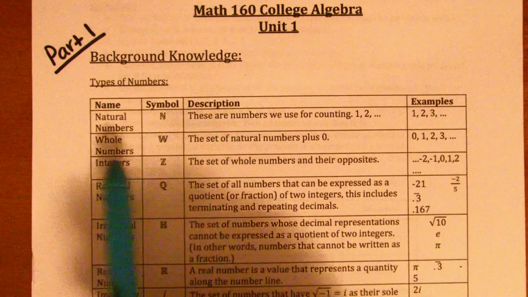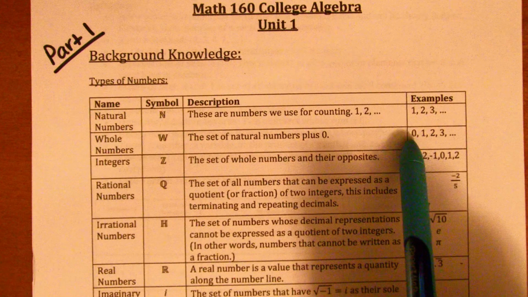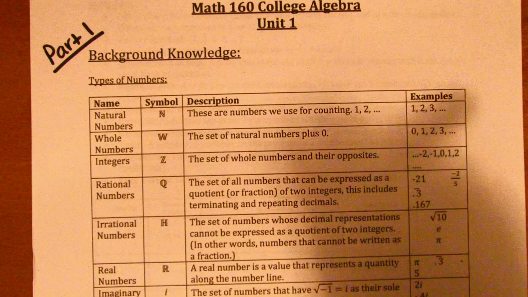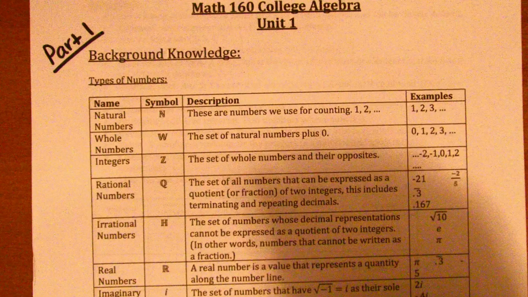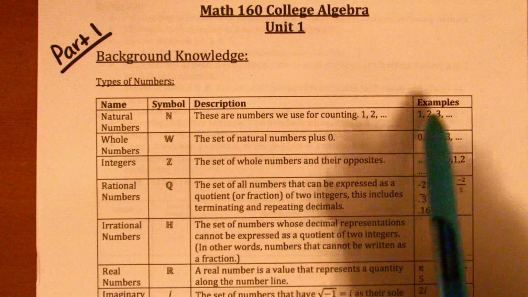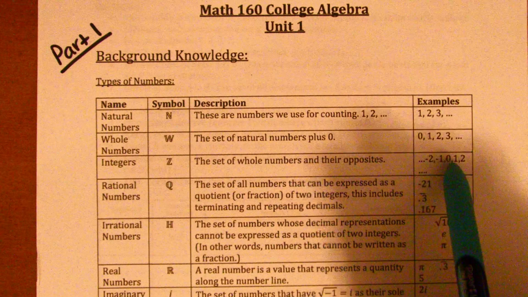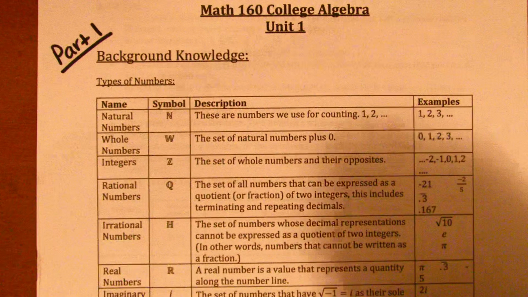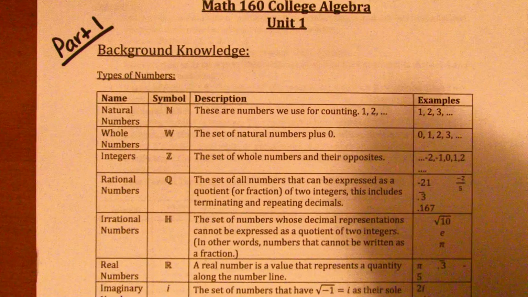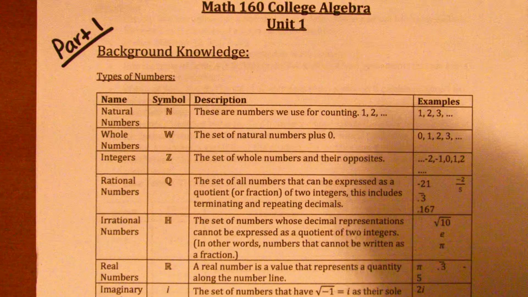The whole numbers is the exact same set of numbers, but it also includes 0. So that's the only difference between these two, is the natural numbers, it's just 1, 2, 3, 4, and so on, all the way to infinity. No negatives, no fractions, no decimals, nothing like that. And then the whole numbers is all of those, and then it also includes 0. Integers are all of the whole numbers, and then it also includes the negatives. So still no fractions, no decimals or anything like that, but it includes the negative numbers as well.